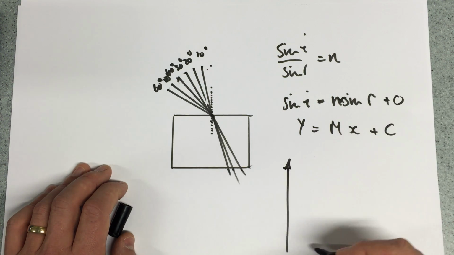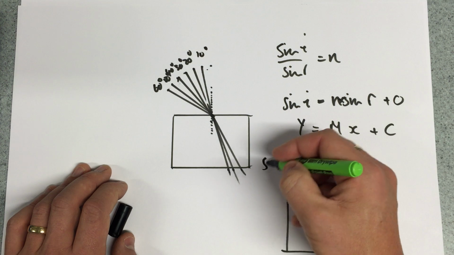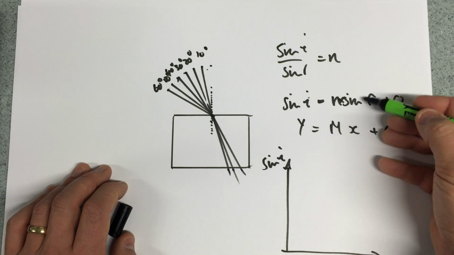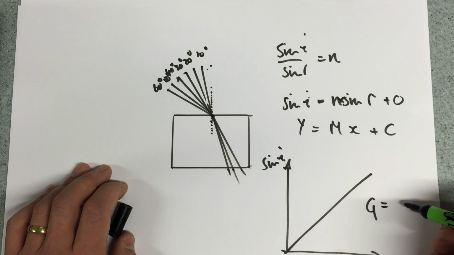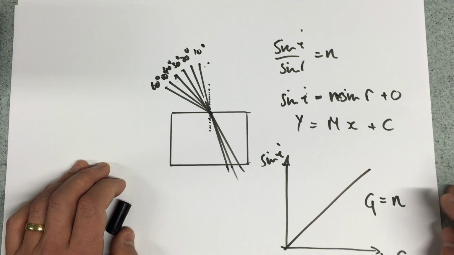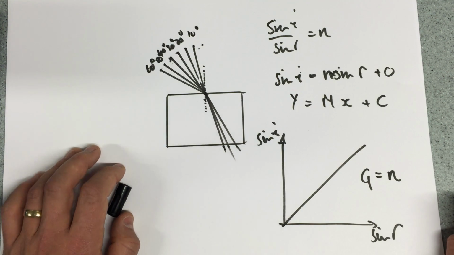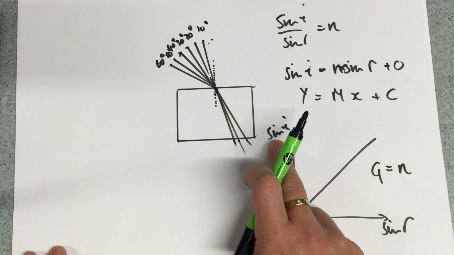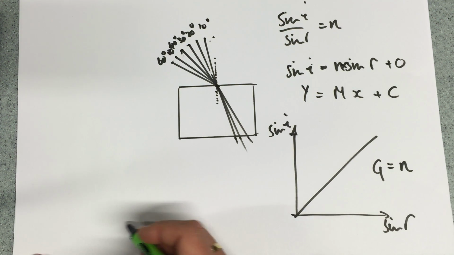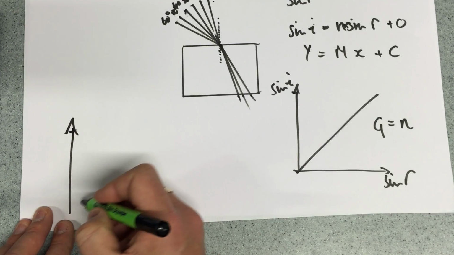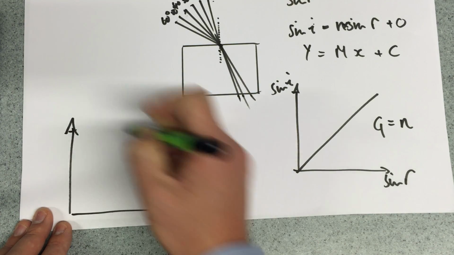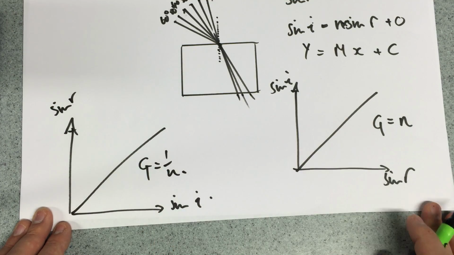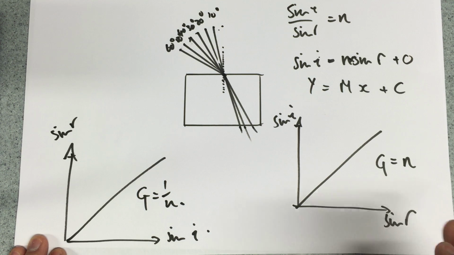So if I were to plot sin I against sin R, sin I on the y, sin R on the x, then my gradient would equal the refractive index. Good. If you're a purist, or should I say a proper scientist, you'll probably say, well, this is the independent variable, so that should be on that side. Okay, if that's the case, that's a valid point. Sin I, sin R, then your gradient should be 1 over the refractive index. Good, hope that makes sense.